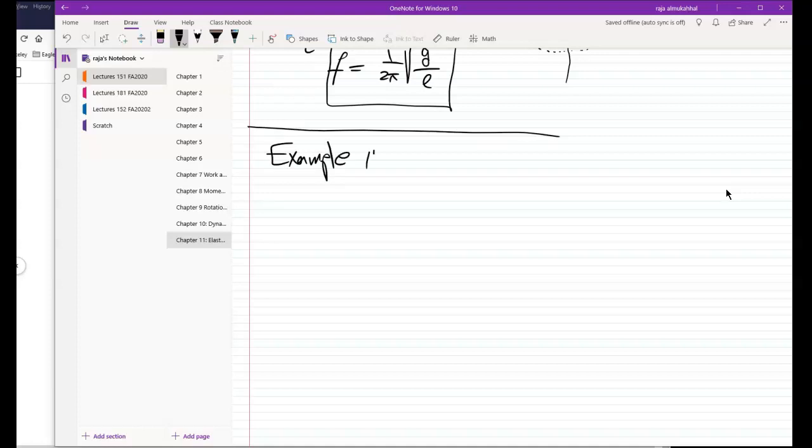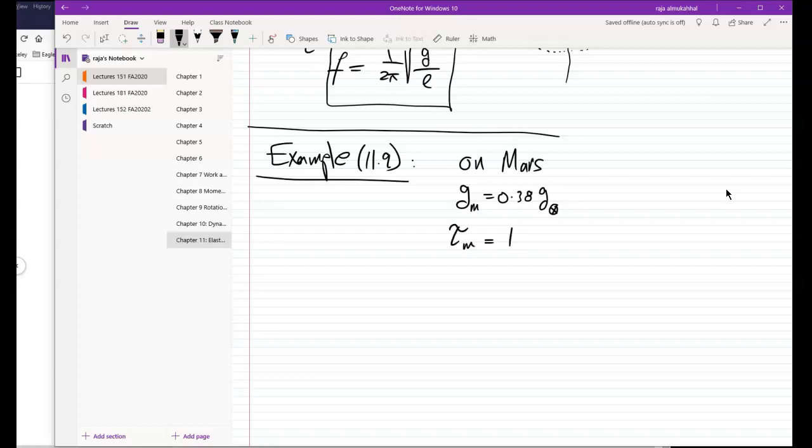Example 11.9. And what's given to us, he says, on Mars, let's just write down on Mars. So what does he do on Mars? Well, first of all, he said the acceleration due to gravity on Mars, I'm going to call it G sub m, is 0.38 G for Earth, okay? So 38% of the gravity on Earth. And then he said that the period of his pendulum on Mars is 1.5 seconds. This is given to us, okay?